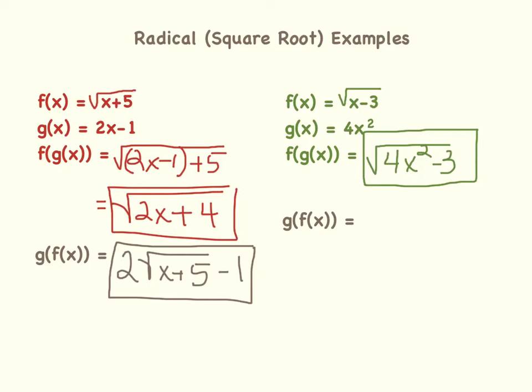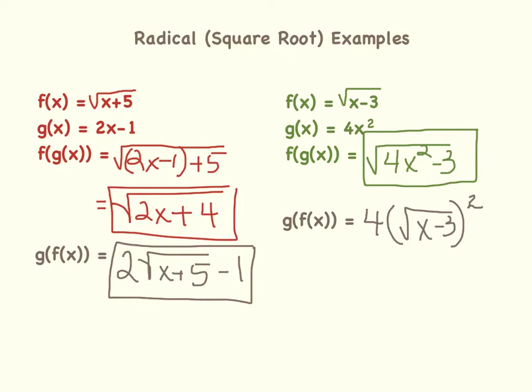This time, we're taking the f of x equation and substituting it for the x in the g of x equation. So it will look like this. We'll start out with 4, and instead of 4 times x, it's going to be 4 times the square root of x minus 3. Now in the g of x equation, the x is squared. So that means after the square root of x minus 3, we have to square that also.